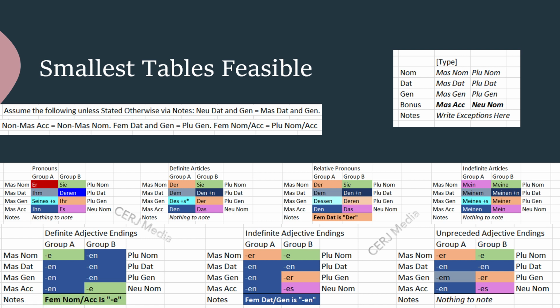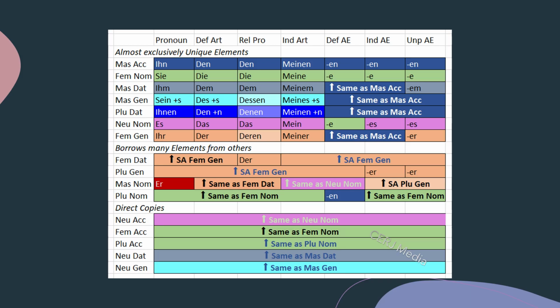You could also write down the word exceptions instead of notes, but yeah, notes. If it says nothing to note, that means that all of the expected trends are being followed. So here we have the same thing. The feminine nominative and accusative is e, which is not the same as the plural nominative. The feminine dative and genitive indefinite adjective ending is en, which is not the same as the plural genitive as it usually is. So there you go. That is the smallest feasible chart.